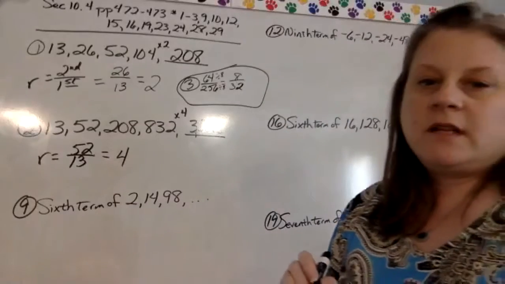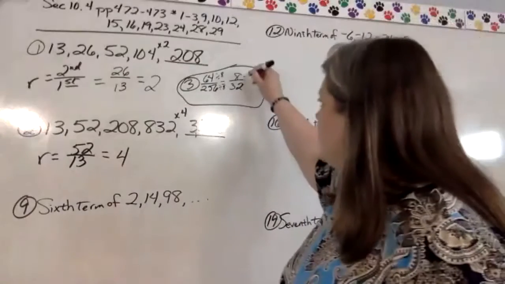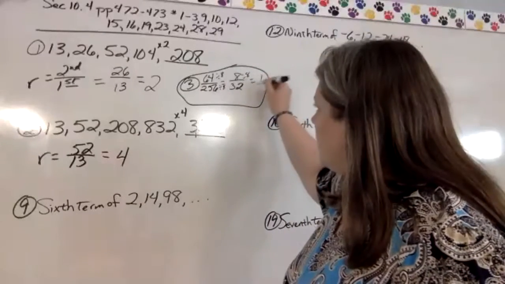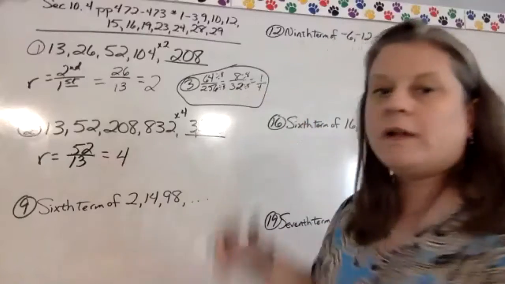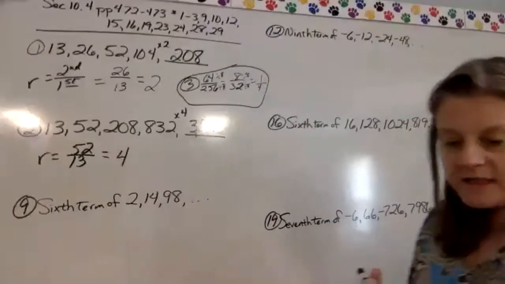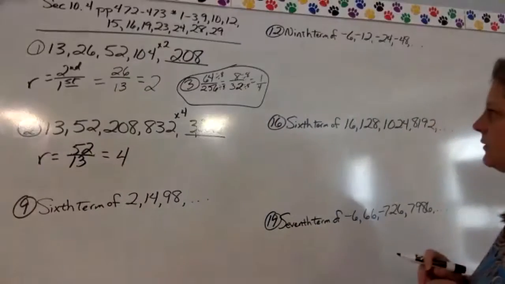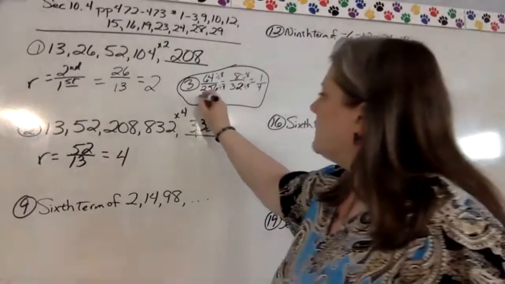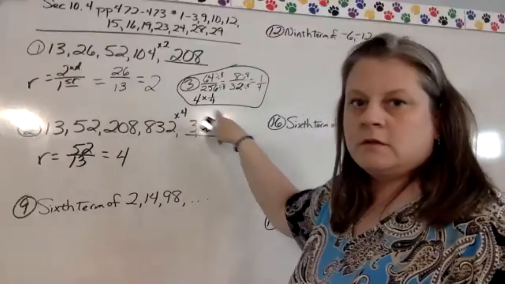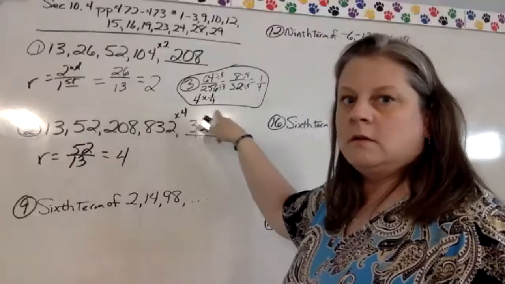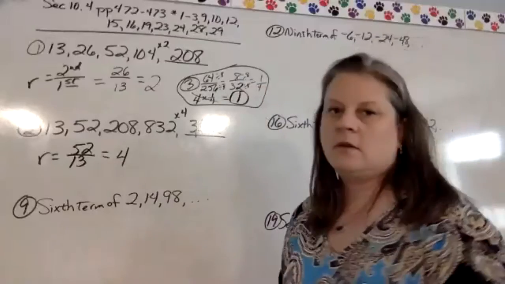So then I have 8 over 32. Can I still simplify that? Yep. 8 goes into 8 one time. 8 goes into 32 four times. You get 1/4. So now you're going to take 1/4 times the last term. What was the last term they gave you in the sequence? 4. So if I take 4 times 1/4, what's going to happen to the 4s? They cancel. So the term of the sequence is 1.